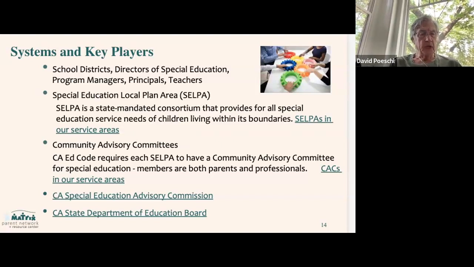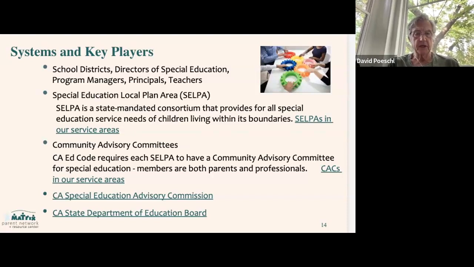There's also a California Special Education Advisory Commission, and then the California State Department of Education Board. I have not had any experience with either of those. I know that you can join them, but I imagine they're talking about policy at a higher level, and I'm just not that familiar with them, so I can't say for sure.